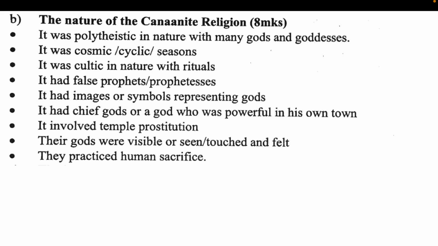Question 3b. Explain the nature of Canaanite religion. It is polytheistic in nature, that is, it comprises many gods and goddesses. It is cyclic, it means that it is made up of seasons. It was cultic. So you have to say it was, not it is. It was then cultic. It had false prophets.